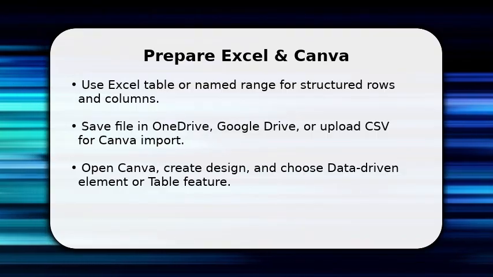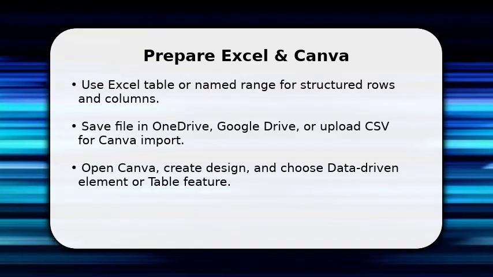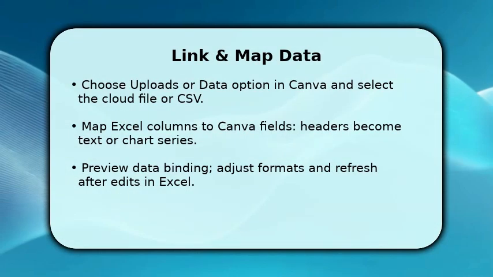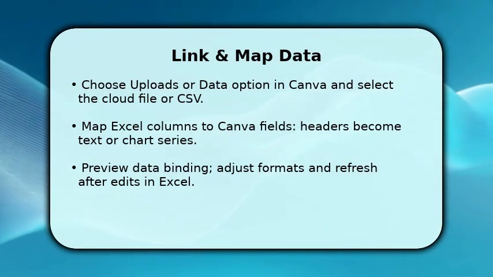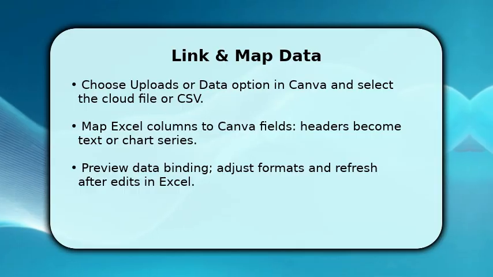Then open Canva, pick the design size you need, and add a data supporting element, like a table, chart, or spreadsheet block, so you can link the file directly and begin mapping fields. Now link the file. In Canva's editor, use the Uploads or Data panel to connect the cloud workbook or import a CSV. Grant access if prompted.